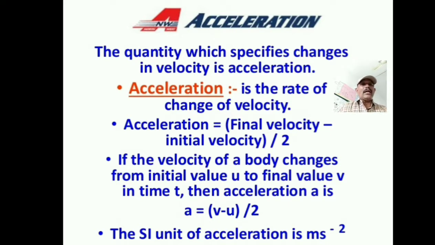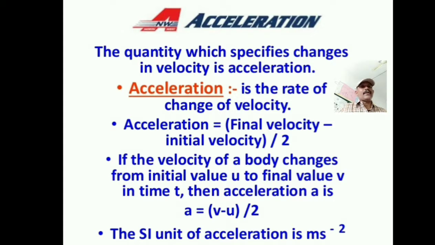Now, we will find the equation of acceleration. Acceleration is equal to final velocity minus initial velocity divided by time. The final velocity is represented by small v and initial velocity is represented by small u. If the velocity of a body changes from initial value u to final value v in time t, then the acceleration, represented by small a, is therefore a is equal to v minus u divided by t.